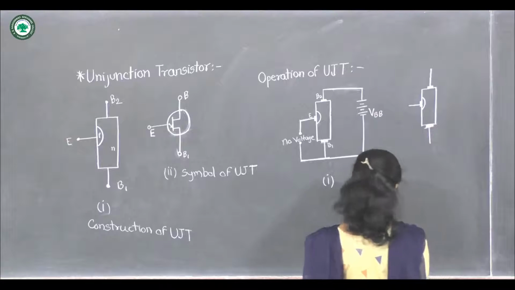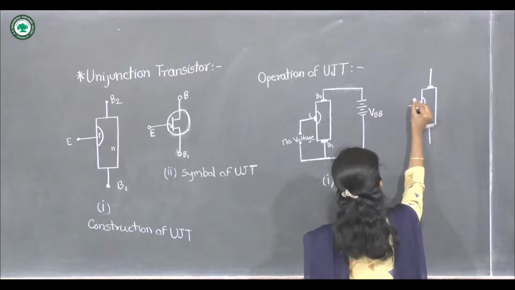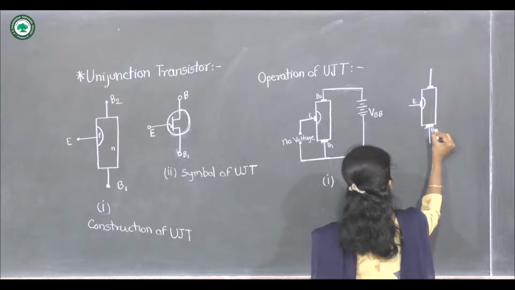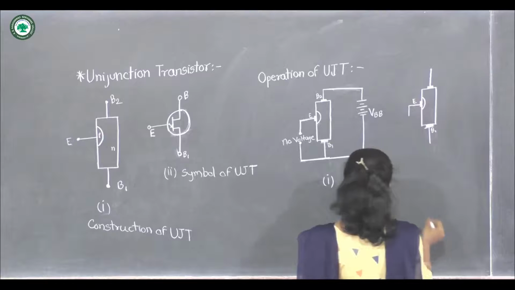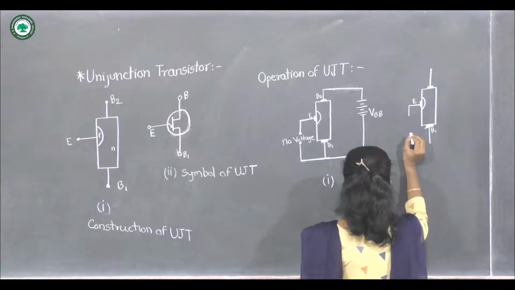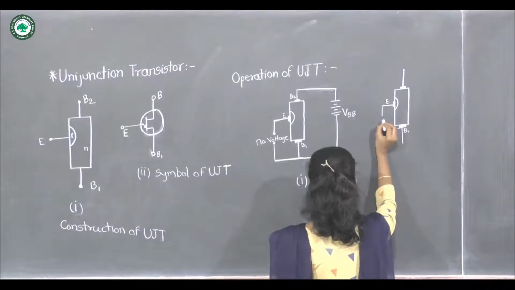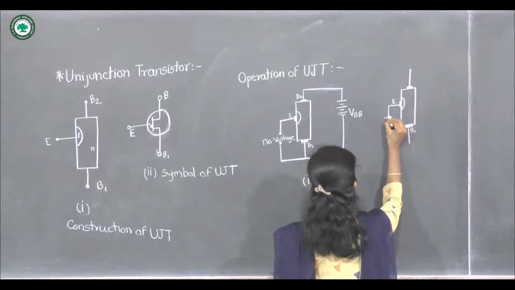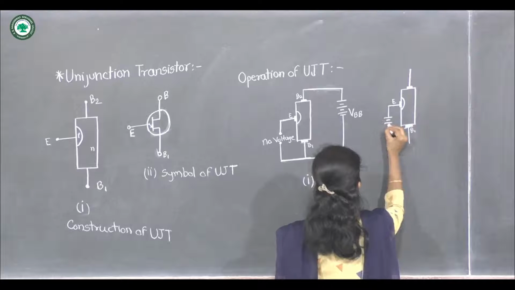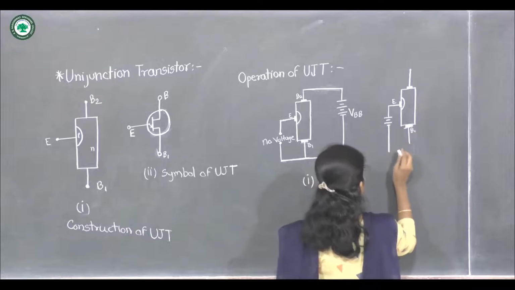This is the case when voltage is applied between the emitter terminal and base B1. So here, this emitter and base B1 are in forward bias. The positive terminal of the battery is connected to the emitter terminal and the negative terminal of the battery is connected to base B1.